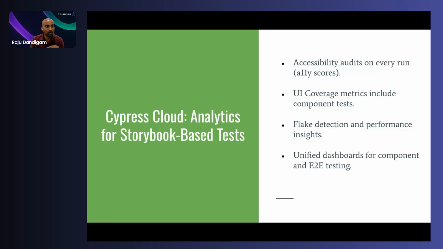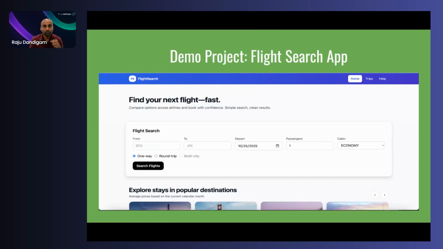That way, we can track all the accessibility audits, flake detection, and performance timings across both component and end-to-end tests. All tests appear in a single unified dashboard, so you can see the coverage, historical pass-fail trends, and debugging videos side by side. That turns the test suite into a living quality dashboard, connecting visual documentation, component tests, and end-to-end stability in one place.